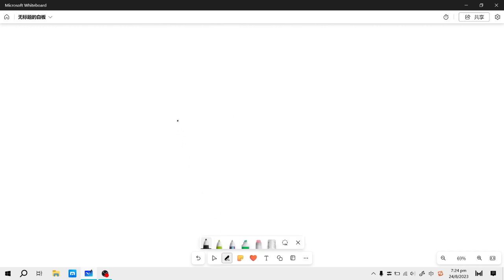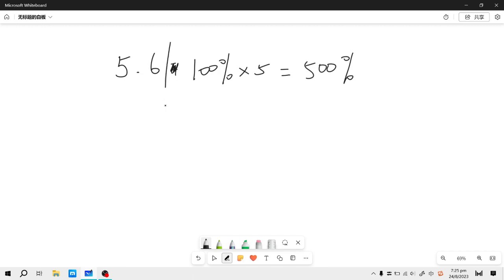So now I think you have already understood percentage and fraction and how to convert them. So now let's get into percentage and decimals. So for example we have 5.6. So what percentage is this? So now let's look at the 5. It's 100% times 5, which is 500%. So 5.6, we have 100% times 5 equals 500%.